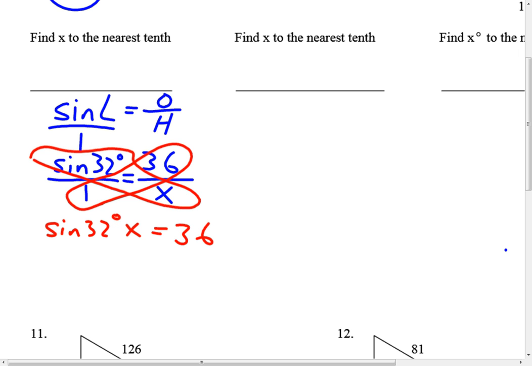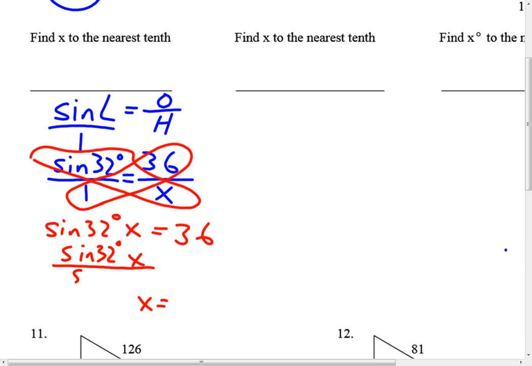Your job is to get x all by itself. What if you had a number in front of the x? How would you get rid of it? Divide. So we're going to do the same thing with sine 32. You already know that sine 32 is some number that the calculator is going to get for you. It's some decimal.